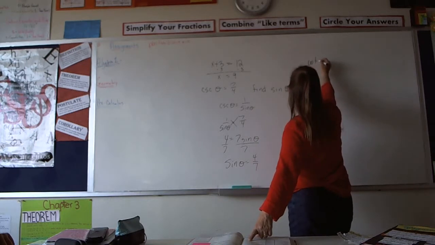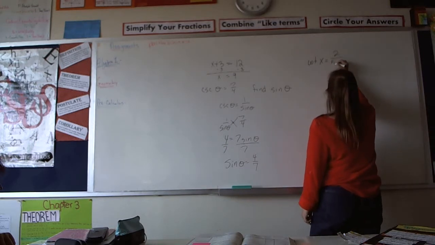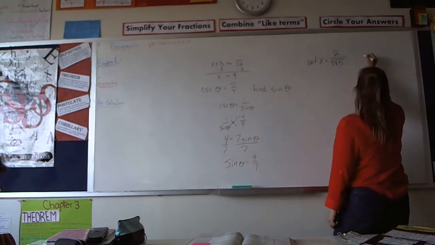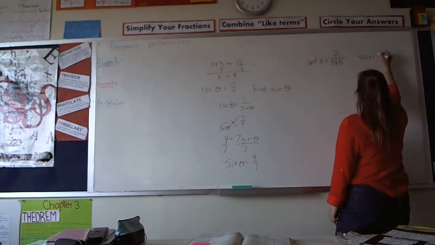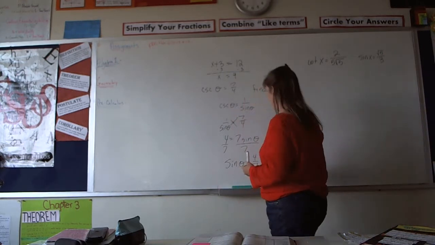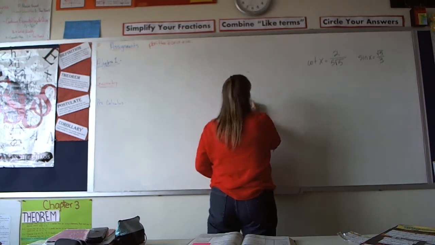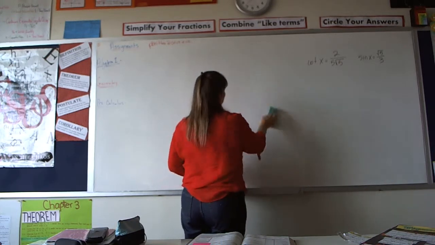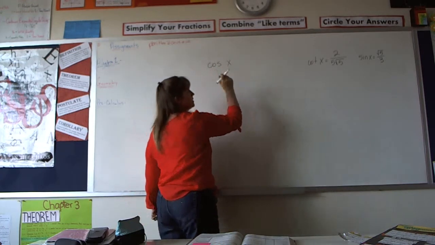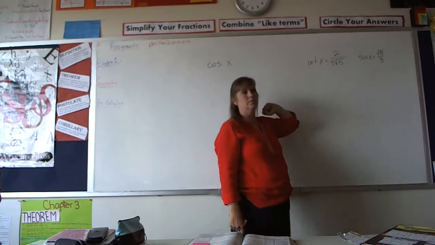Cotangent of x equals 2 over 5 square roots of 5. And the sine of x equals, somebody read that to me. Square root of 5 over 3. Okay, and what does it say to find? Cosine of x. Find the cosine of x. Okay, I'm going to put that over there. Now our job is to find how is it related. So how can I get to this being given this information? What do we know about cotangent, first of all?